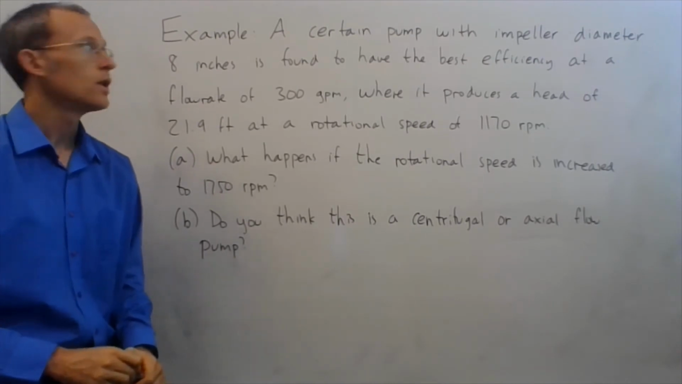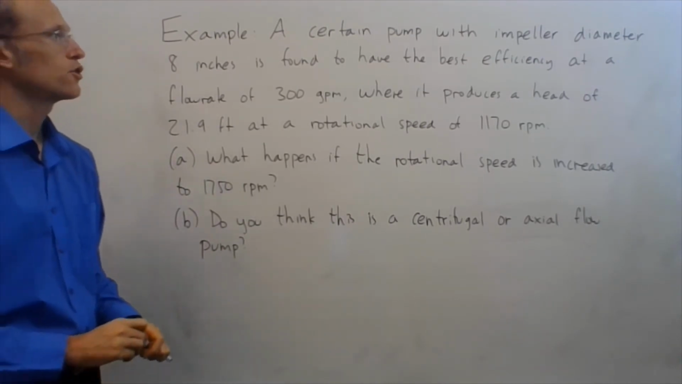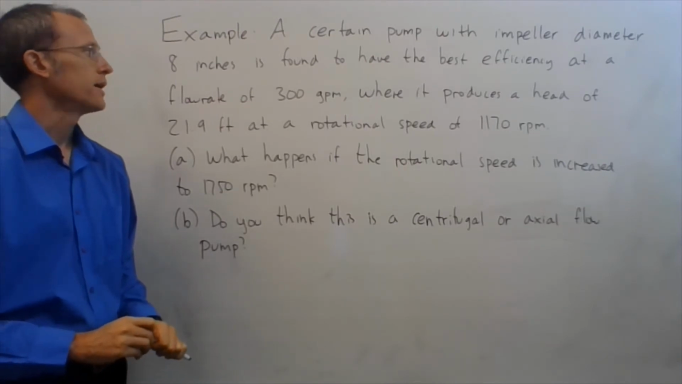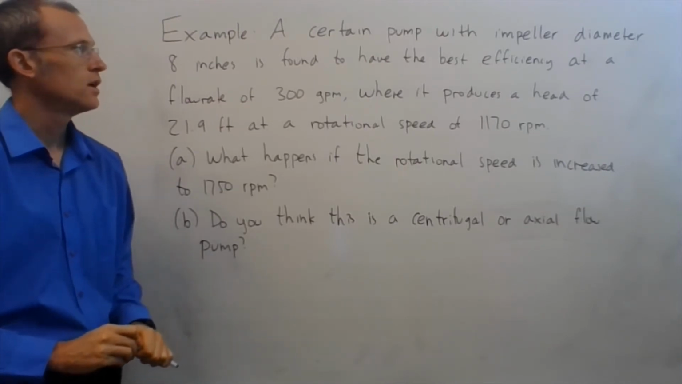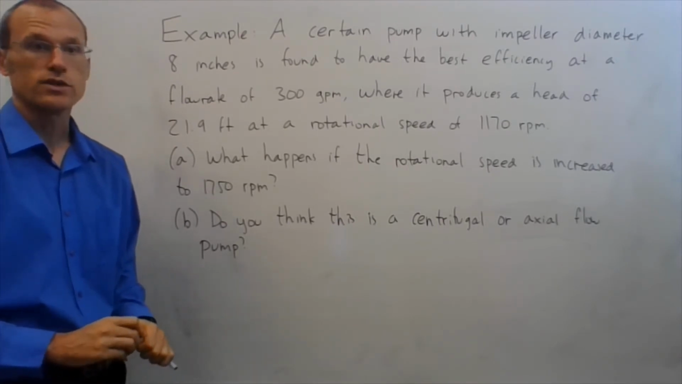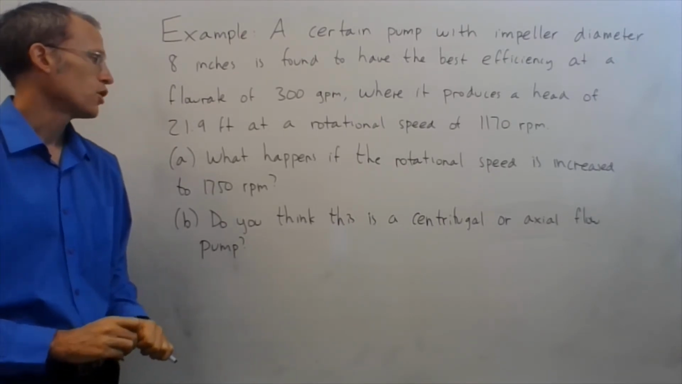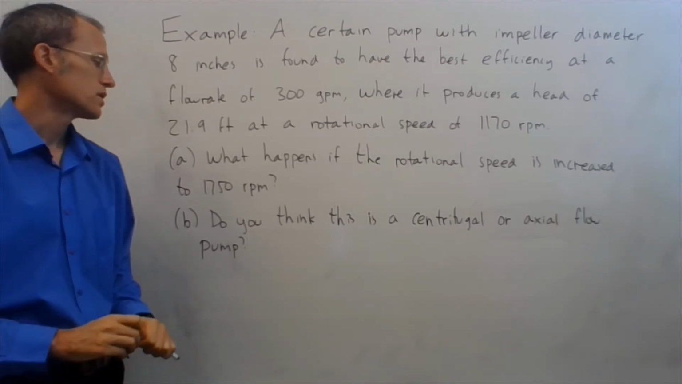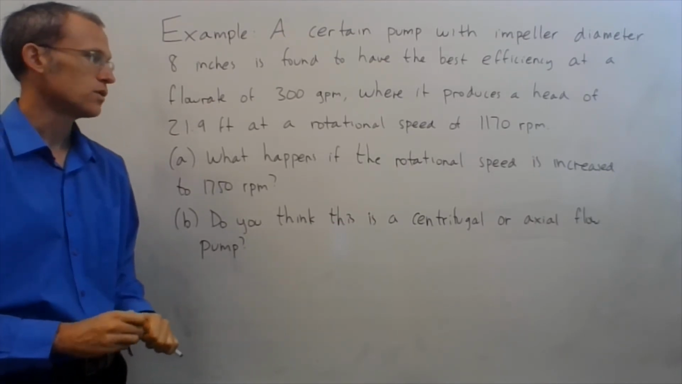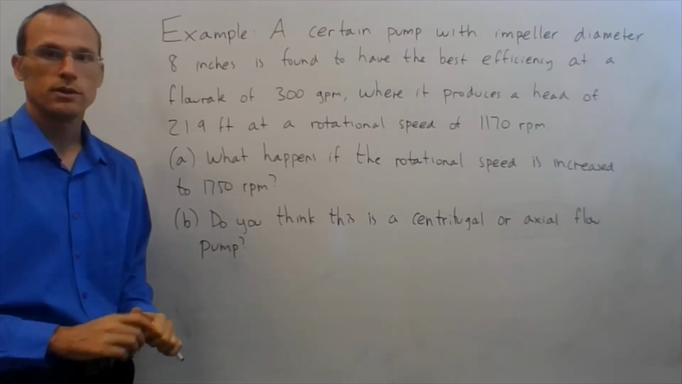So time for an example. Have a certain pump with an impeller diameter of 8 inches, has the best efficiency at a flow rate of 300 gallons per minute, producing a head of 21.9 feet, rotational speed of 1170 RPM. I want to know what happens if the rotational speed is increased to 1750 RPM. Then I also want to know if this is a centrifugal or axial flow pump.